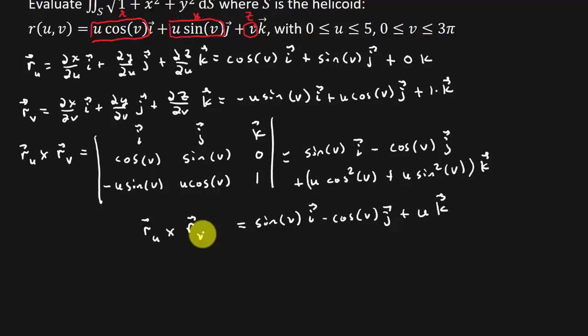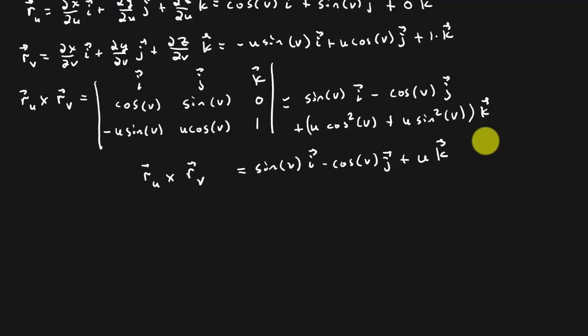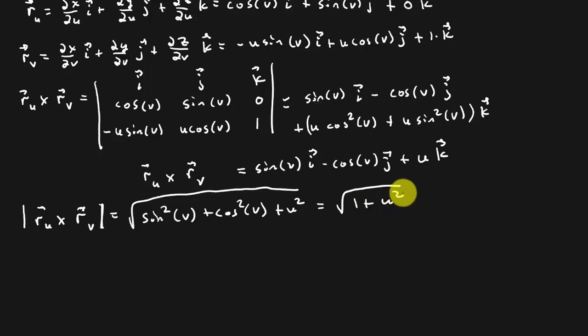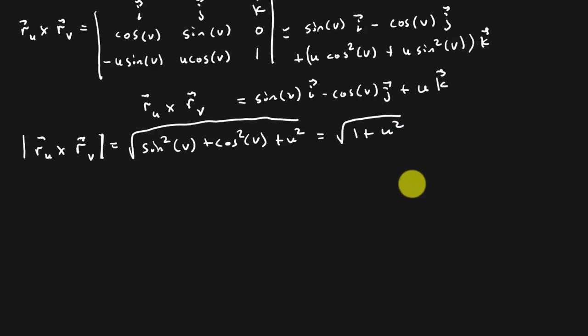That's the cross product. And then what do we need for our formula? Well, we need the magnitude of this. So the magnitude of RU cross RV is equal to the square root of sine squared v plus cosine squared v, and if we square the negative, we get a positive, plus u squared, which is equal to the square root of 1 plus u squared. All right, so now I believe we're ready for our integral.